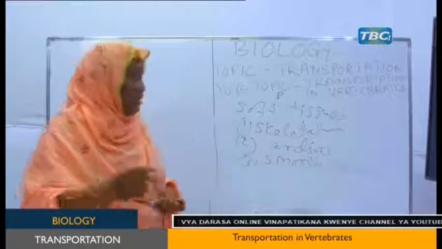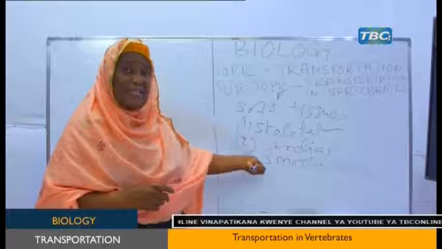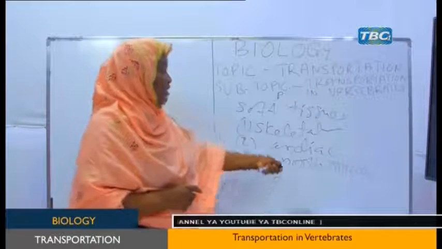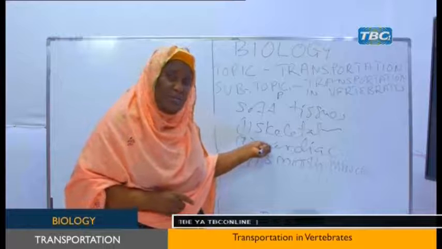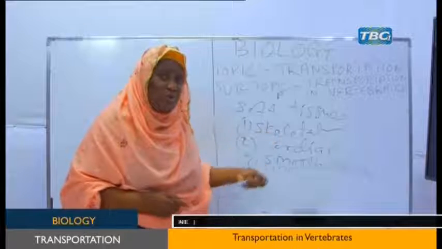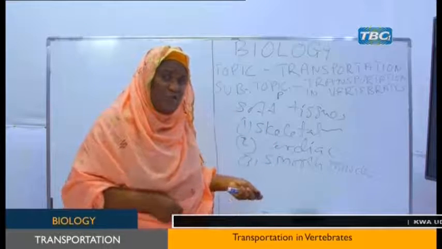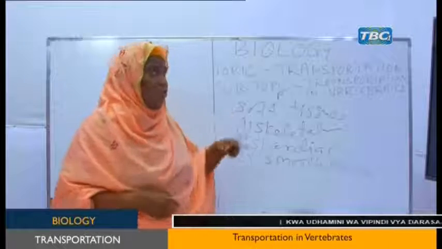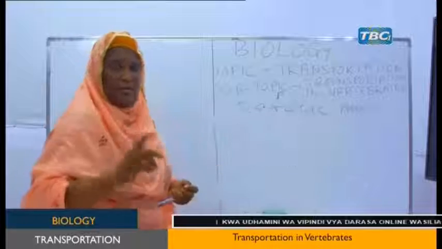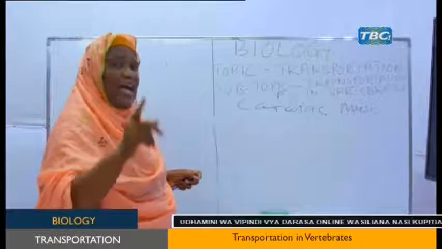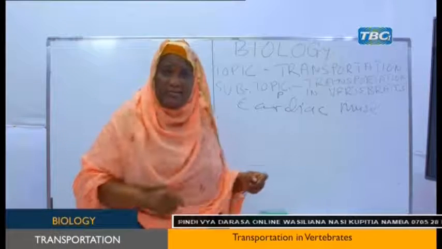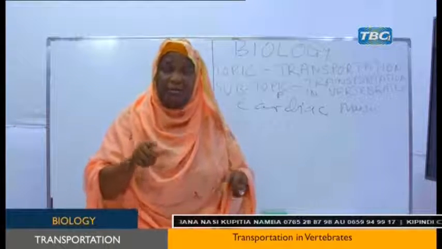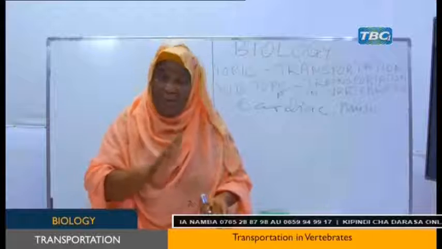Okay, after knowing these three types of muscles, mind you that here I'm interested in the cardiac muscles. Other muscles you will learn in respective topics. Let us go direct to cardiac muscles. Therefore, cardiac muscles are found only on the walls of the heart.